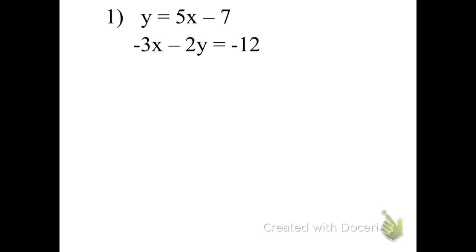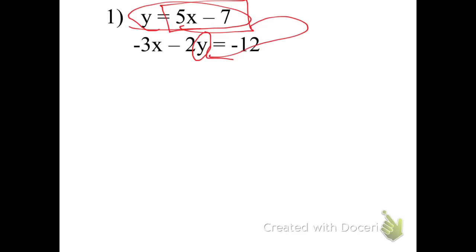This one tells me to substitute. Why? Because it's right there. Y is already solved for. We just take what y is equal to, which is 5x minus 7, and we put it in for this y here. And then we can proceed to solve for our x, and we can solve for y too after that's done.